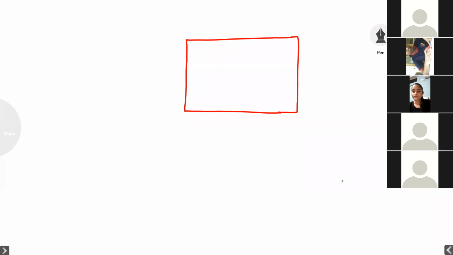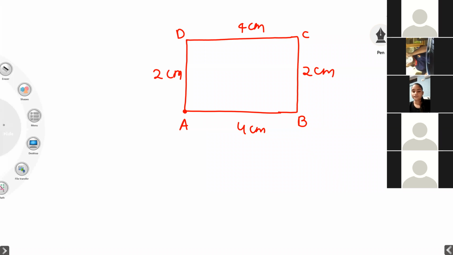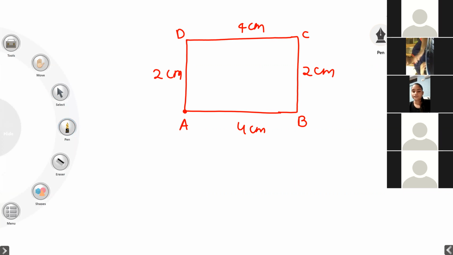Now listen carefully. If I want to find out the perimeter, suppose this figure is rectangle ABCD. Don't write, listen carefully. I want to find out the perimeter. The lengths are 4 centimeter, 4 centimeter, 2 centimeter, 2 centimeter. How to calculate perimeter?